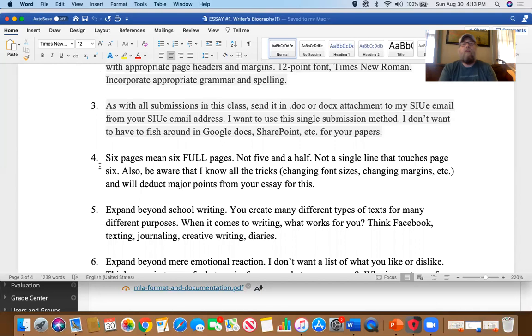Number three, as with all submissions in this class, I have to say it again, docx attachment to my SIU email from your SIU email. Send it to me from your SIU email, not SharePoint, not PDFs, not anything else, not Microsoft Works, not some goofy programming program like that. Send it in one format, in one channel, if you want me to get it.